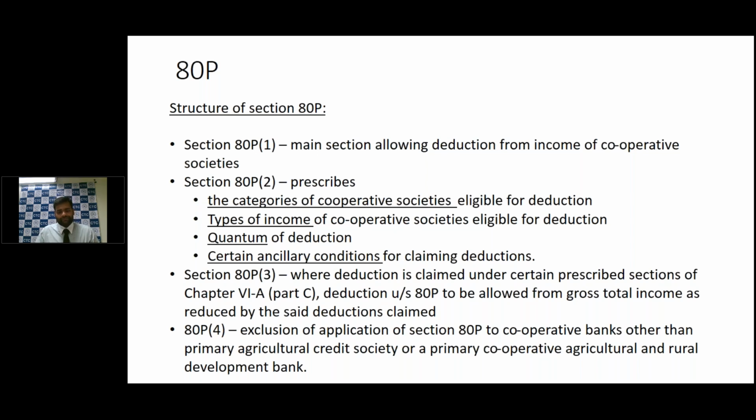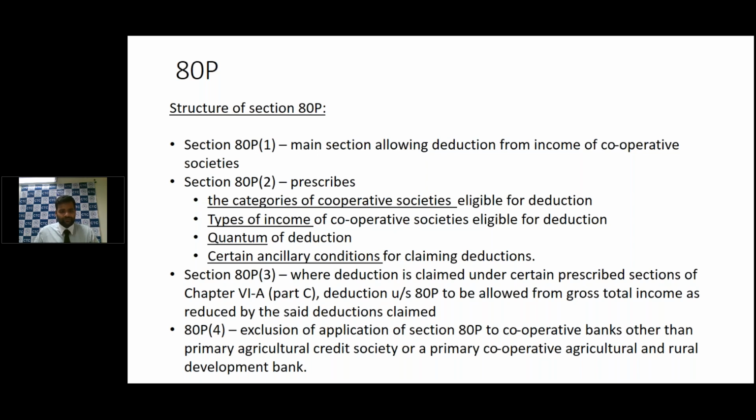80P3 is a provision wherein the government wants to curb double deduction. So, if a society is claiming deduction under earlier provisions of Chapter 6A Part C, like 80IA, 80IB, then it cannot claim the deduction again under Section 80P. So, this is basically to curb double deduction of the same income. In any case, one cannot claim deduction which exceeds the net total income of the assessee.